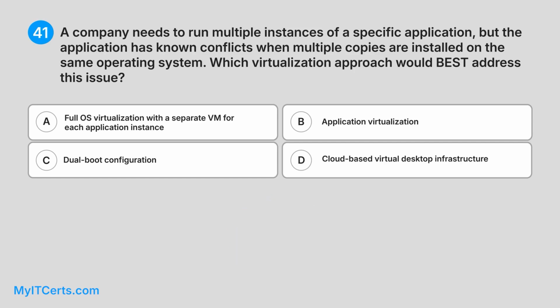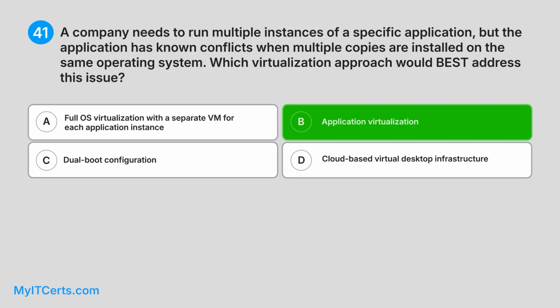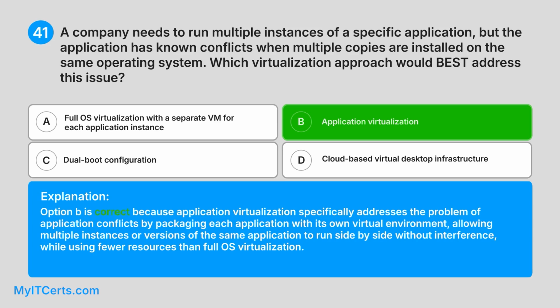Correct answer. B. Application virtualization. Explanation. Option B is correct because application virtualization specifically addresses the problem of application conflicts by packaging each application with its own virtual environment, allowing multiple instances or versions of the same application to run side by side without interference, while using fewer resources than full OS virtualization.